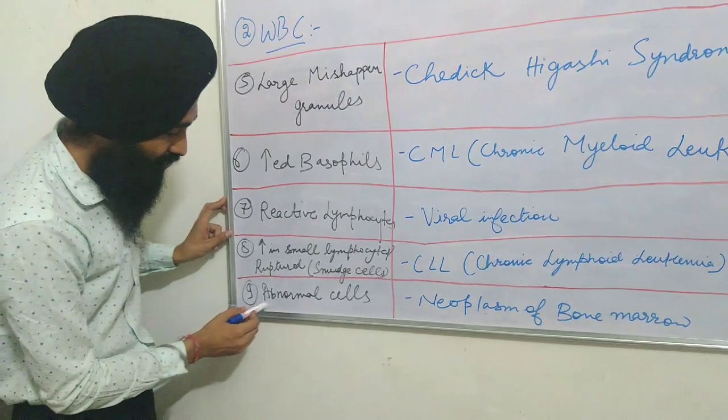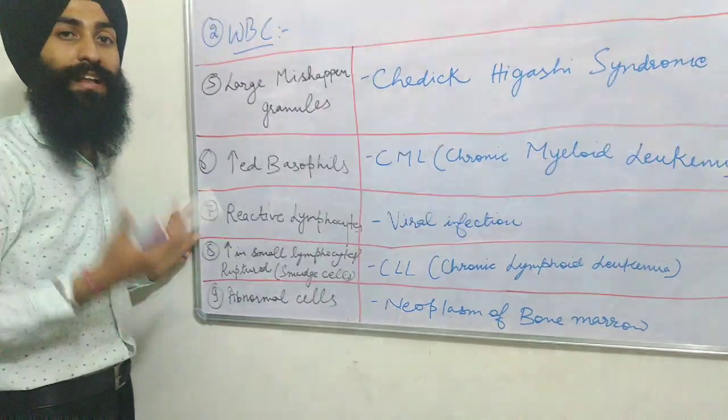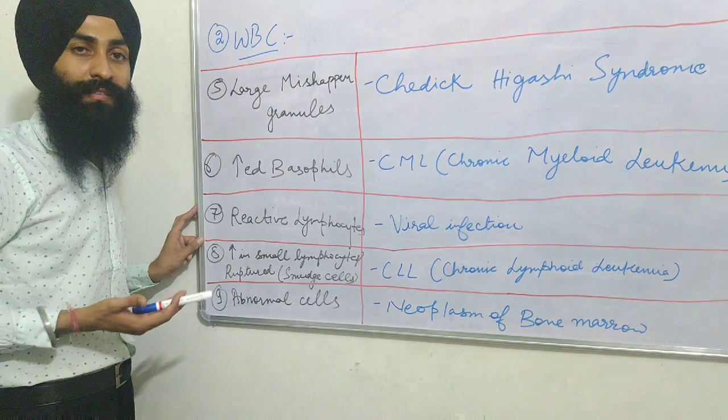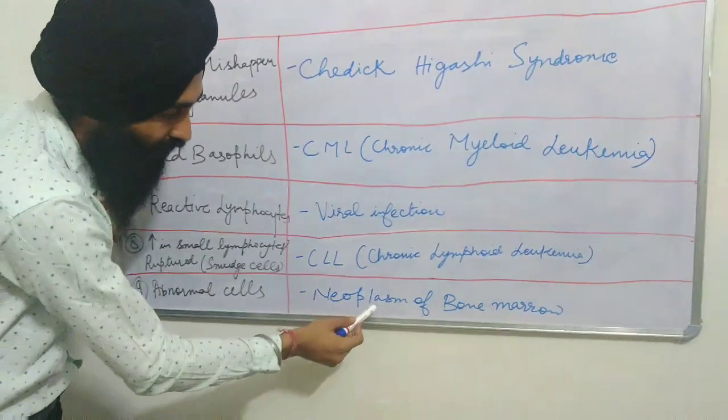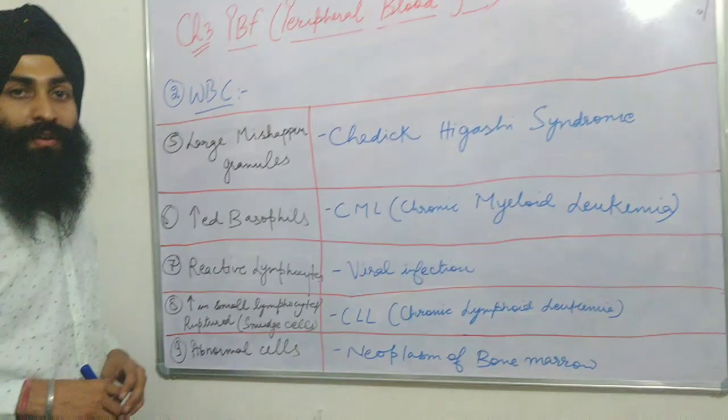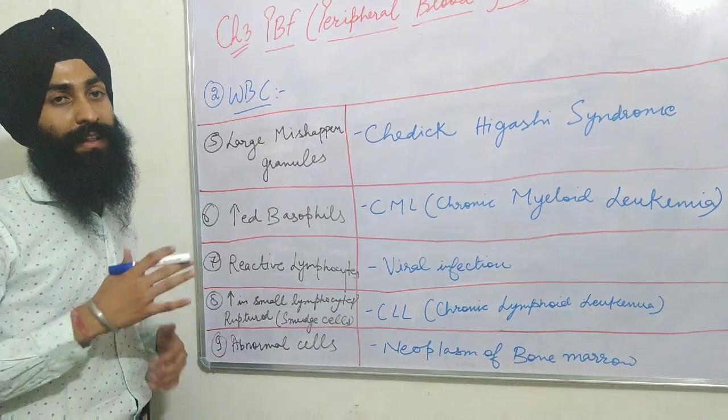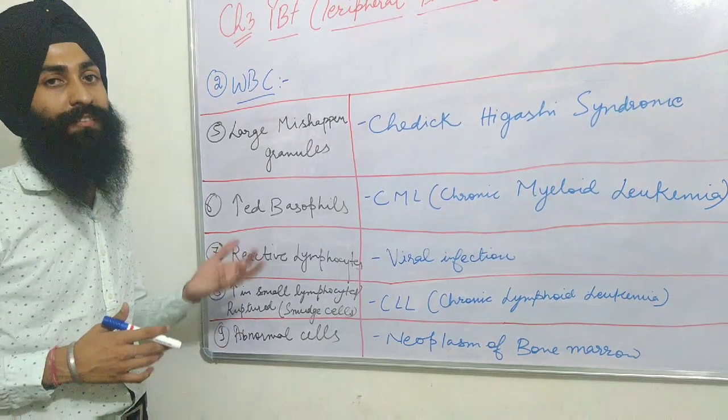And the last one is abnormal cells. They can be the derivatives of lymphoid cells, myeloid cells, or red blood cells. They are found in neoplasm of bone marrow. So this was all about WBC. Let's move to the third type of cells, that is platelets.